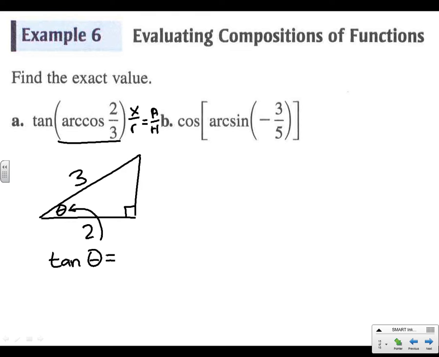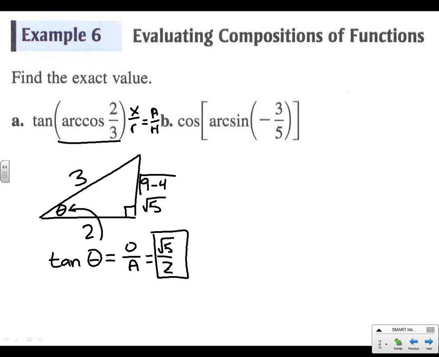Well, tangent equals the opposite over the adjacent. At this point we know the adjacent is 2, so our job is we've got to figure out the opposite. So we're going to say the square root of 9 minus 4. This is Pythagorean theorem. So the opposite side is root 5, and so that's our answer. So let's look at this problem again. It's saying if we have a triangle where, when you do the cosine, the values of the triangle sides are 2 and 3, take that same triangle and figure out the tangent.